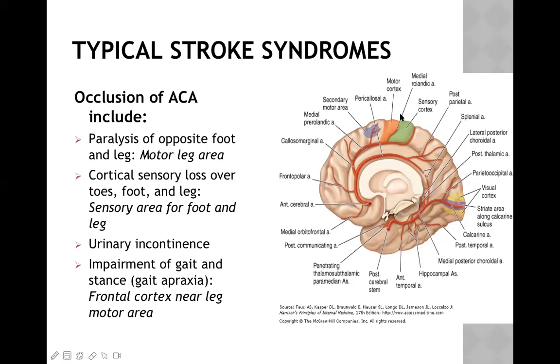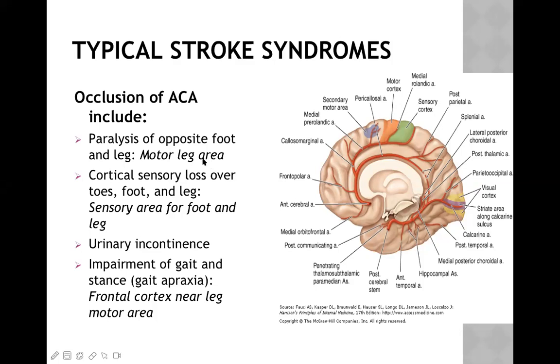Now see here, this is the leg area. Now why is this the leg area? We need to answer according to the motor homunculus. The motor homunculus is an inverted type of person. The head is downwards and the foot is upward. It is going slightly on the medial side also, and that is the area which is supplied by the anterior cerebral artery. That's why the foot and leg area are paralyzed on the opposite side.